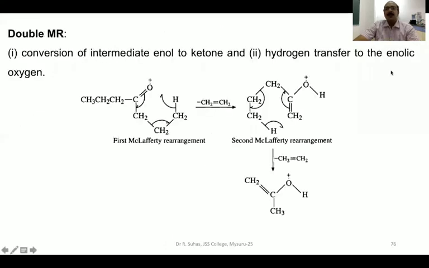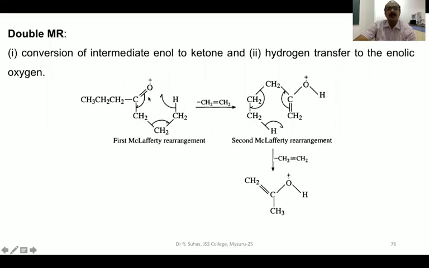But sometimes, if the molecule has got a functional group and on either side of it contains 3 carbon atoms, then you will see double McLafferty rearrangement. That is called double MR. So it involves conversion of intermediate enol to ketone followed by the hydrogen transfer to the enolic oxygen. So this is the functional group. This is the ketone. On either side of the functional group, that is ketone, you have got 3 carbons, 1, 2, 3. Here also you have got 3 carbons, 1, 2, and 3.